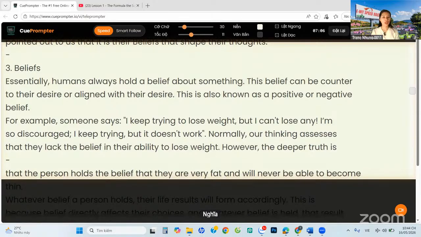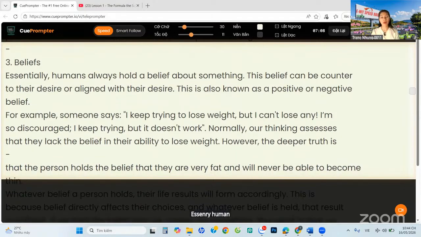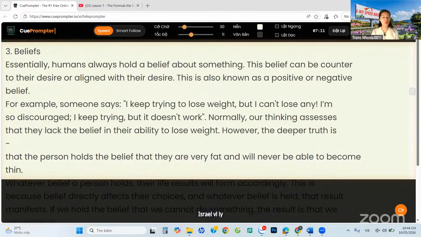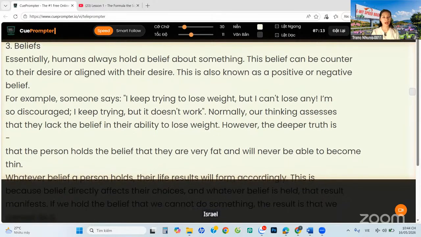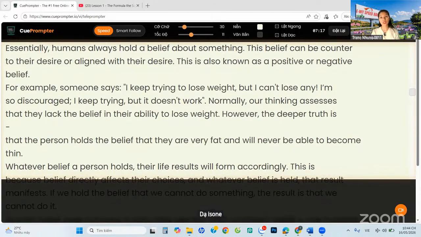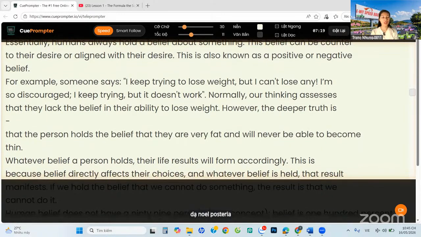High-level mentors and experts point out to us that it is their beliefs that shape their thoughts. Beliefs, essentially: humans always hold beliefs about something. This belief can be counter to their desire or aligned with their desire. This is known as a positive or negative belief.